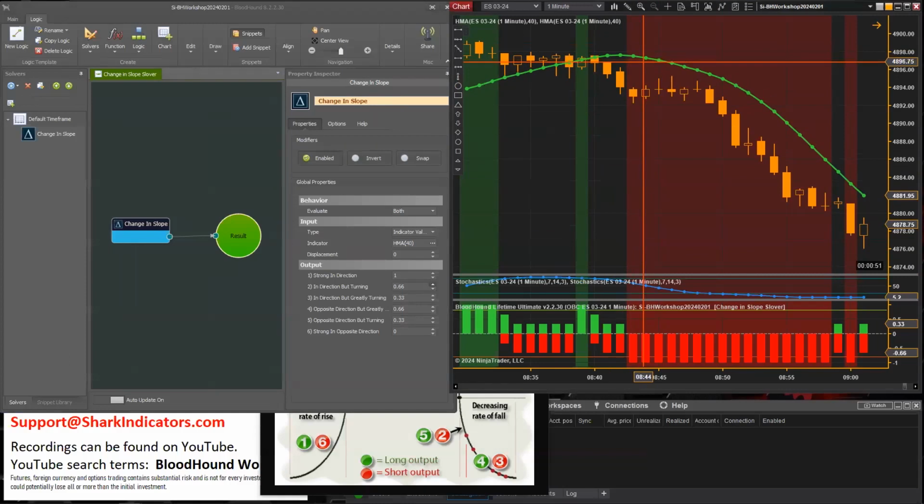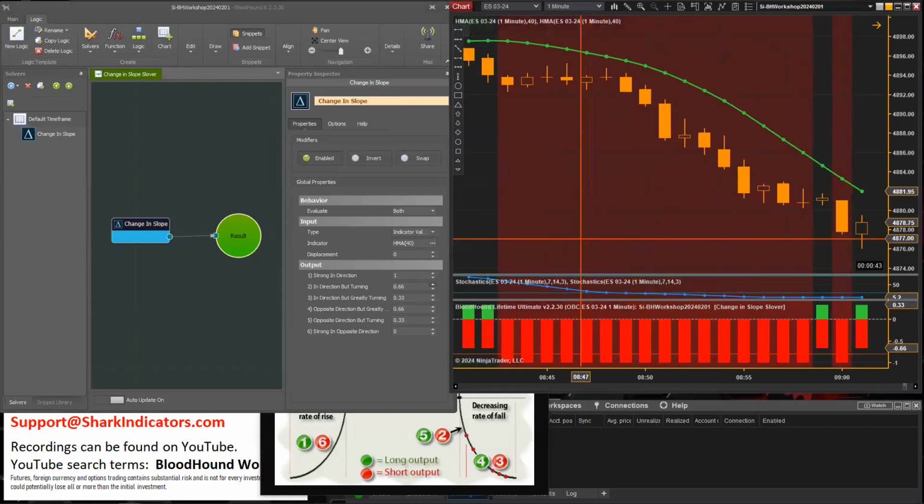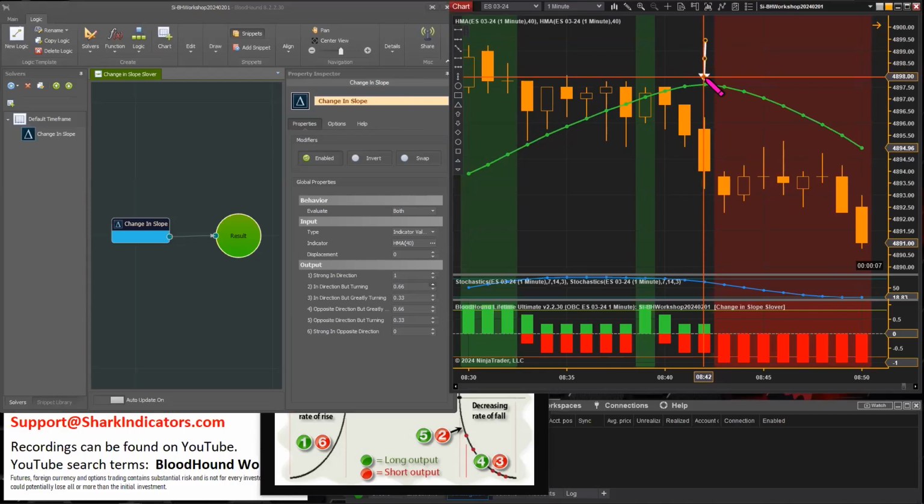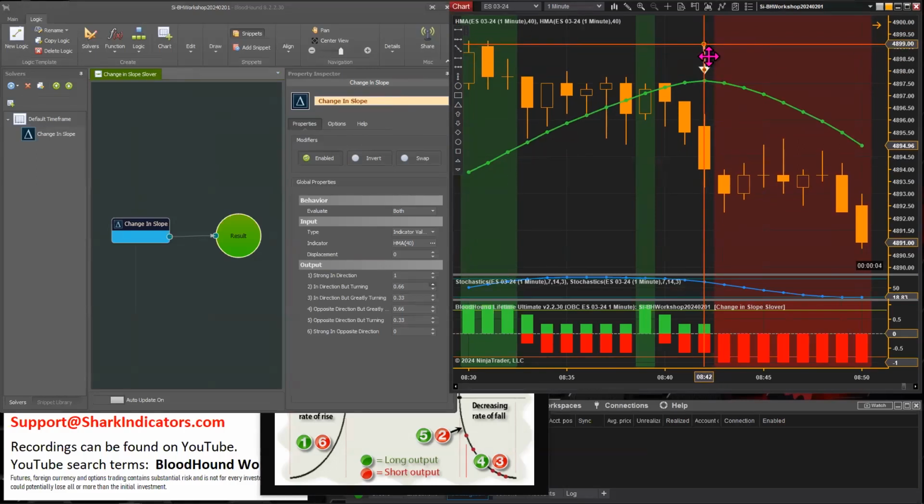So these dots will help visualize the angle of the indicator a little bit better, right? So stretching this way out, obviously we can see the HMA is sloping up, and you'll notice as the HMA begins to roll over, the short output begins to increase. And then after it finally rolls over, so we can see that it rolls over after this bar here, right? From here to here is when it rolls over. And then the short output finally goes all the way to 100%, right?